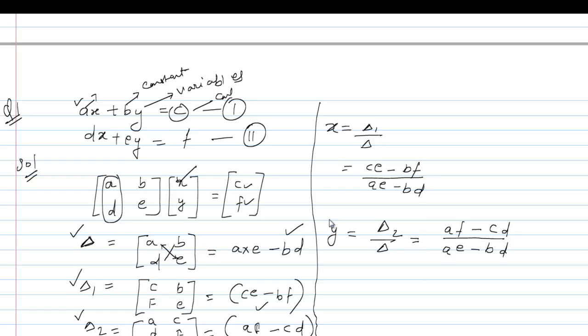And for y, delta 2 upon delta. So y is equal to af minus cd upon ae minus bd. This is how to solve equations with two unknown quantities.